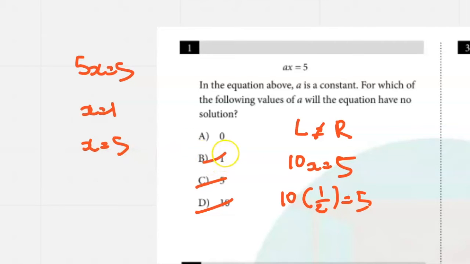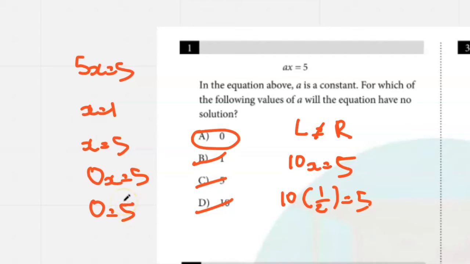So this is wrong. And so this leaves us with option a equals 0. We can say that we got our answer by process of elimination, but we can also prove this answer. So if a equals 0, that means 0x equals 5, which is the same as saying 0 equals 5. And 0 never equals 5, right? It doesn't really matter what you plug into x. It doesn't matter if you plug in 1, 10, or 5. You're always going to get 0 on one side and 5 on the other side. That's why this answer is correct.